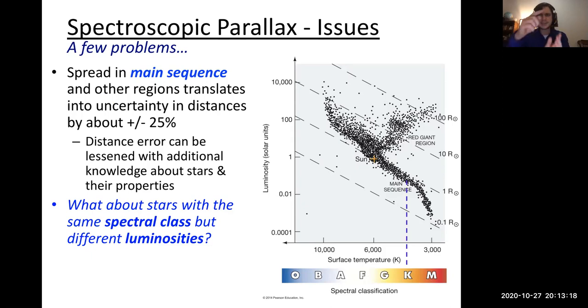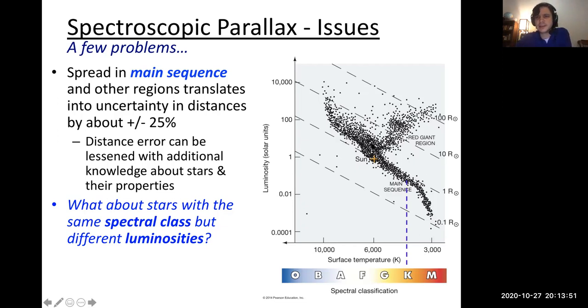The main sequence isn't infinitely thin. It's got some width. A K0 star has a range of luminosities that can still be a K0 star. There's a little bit of natural variation going on there. So do I read off, say, the bottom and get something like 0.05 solar luminosities, or do I read off the top and get something like 0.5 solar luminosities? That's a pretty big difference. That's a factor of 10 different.